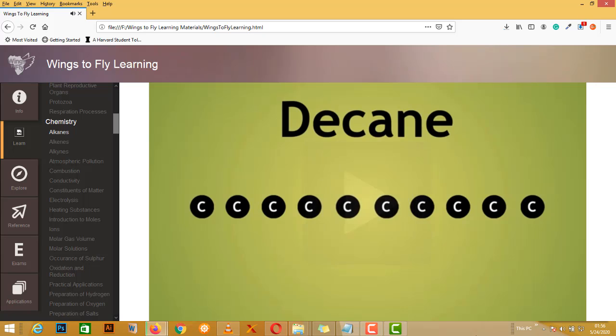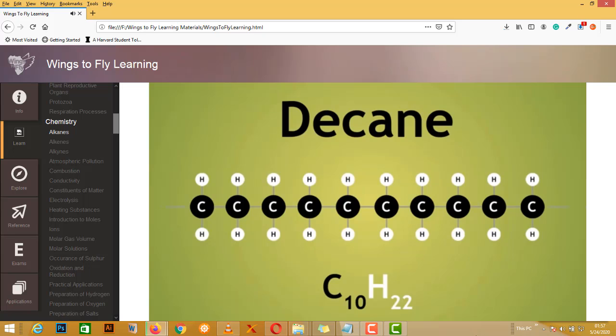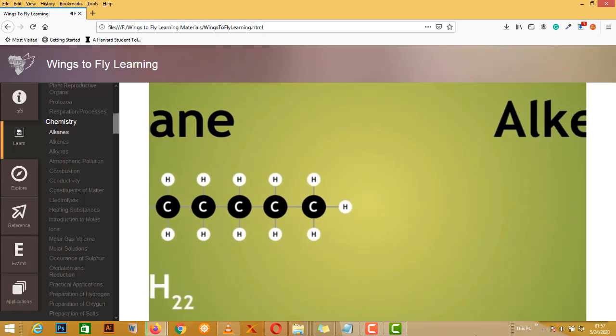You should have got the answer C10H22, where n equals 10 for the 10 carbons. Therefore, 10 multiplied by 2 equals 20, plus 2 equals 22. 22 hydrogens. Let us look now at the homologous series of the alkenes.